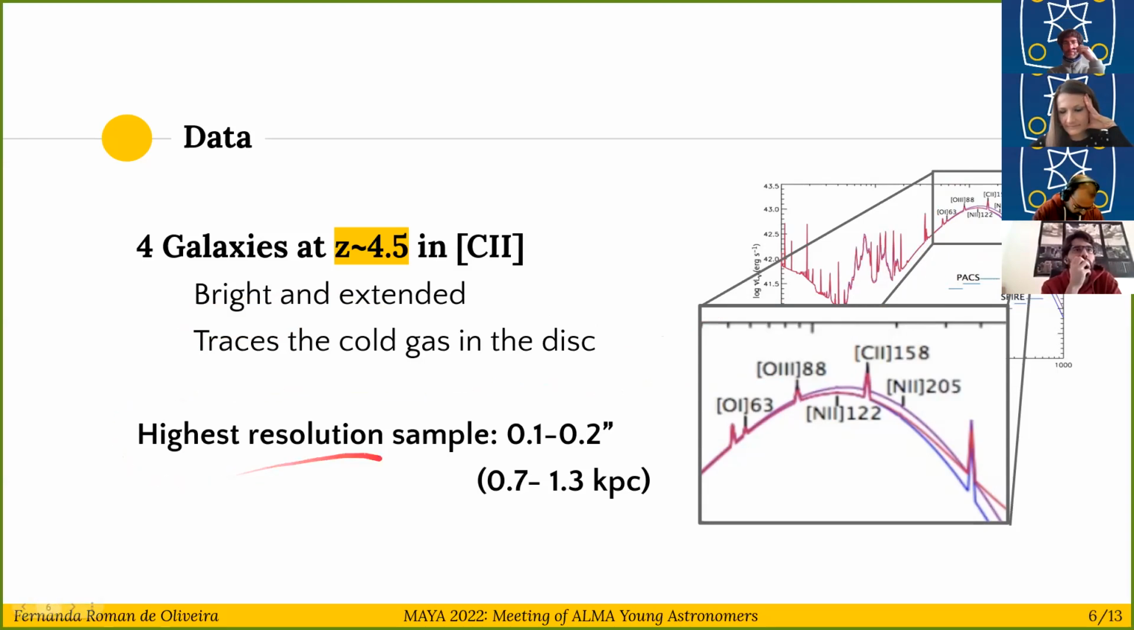And we went for the highest resolution possible of about 0.1 to 0.2 arcseconds. At this redshift, it's about 1 kiloparsec, so 0.7 to 1.3 kiloparsec, more or less. And this is very high, but these galaxies are very small. Most of them have a radius of 3 kiloparsecs. So we really need to push for high resolution if we want to have many data points in the rotation curve.